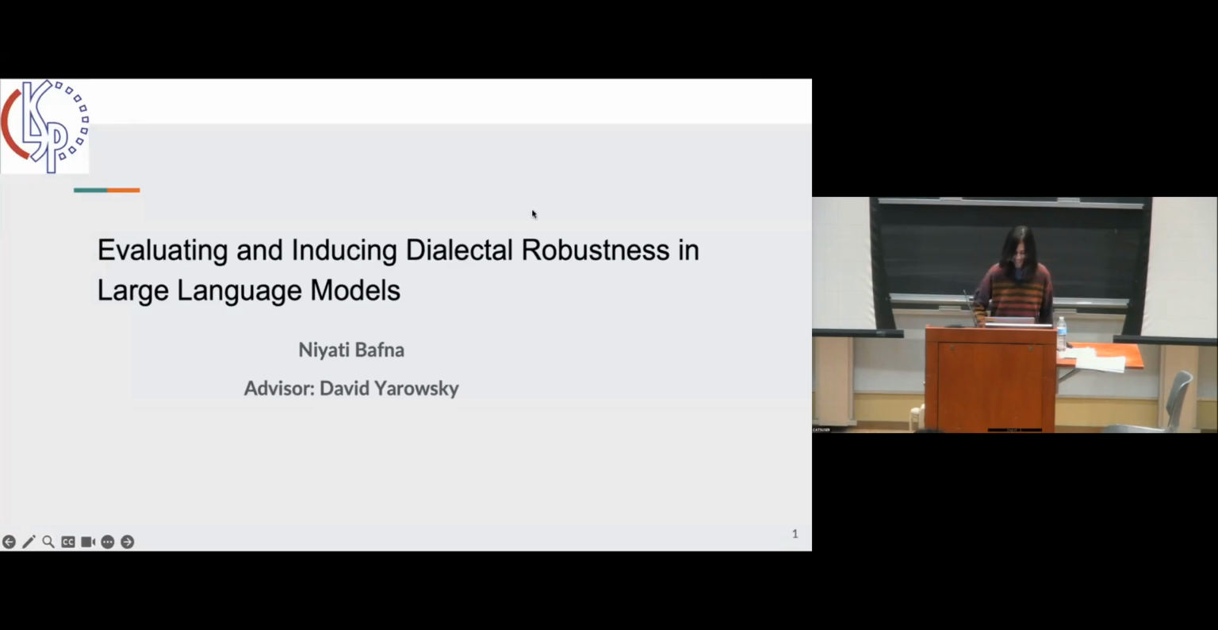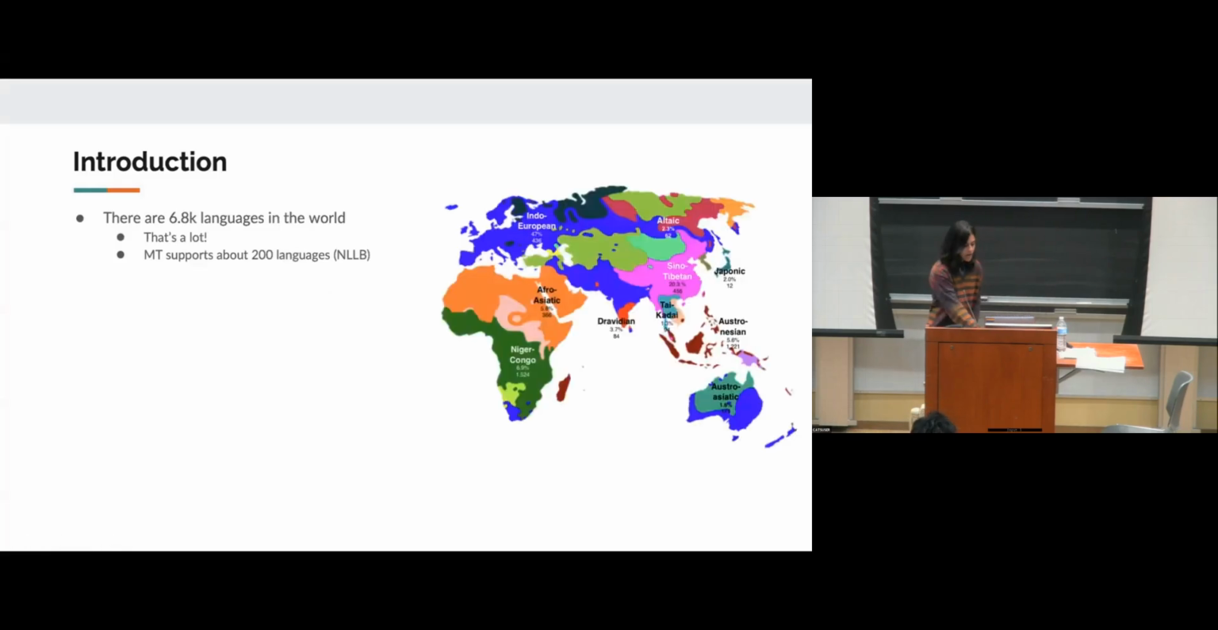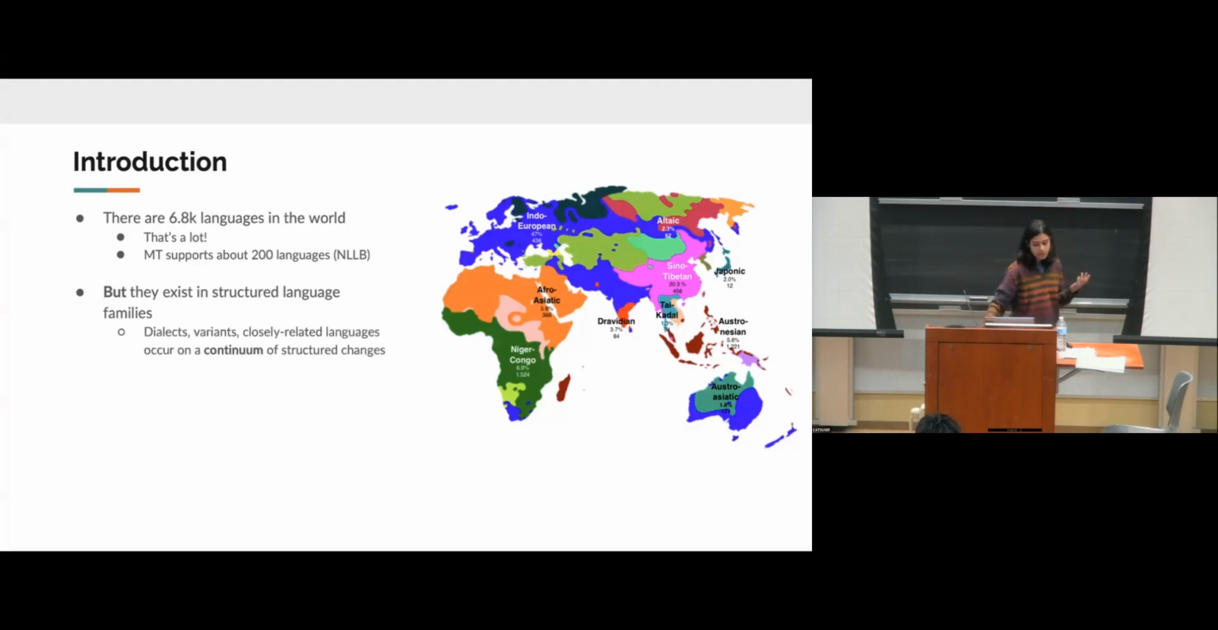So there are around 7,000 languages in the world, and we want to do NLP for all of them. And this is hard because many of them are very low resource and we can't collect data for all of them. Luckily, a lot of this diversity is well structured, and that means we understand pretty well how languages differ from each other within language families. I'll be talking about two of my recent papers today that explore how we can exploit this idea, both to evaluate dialectal robustness as well as to induce it in machine translation models.